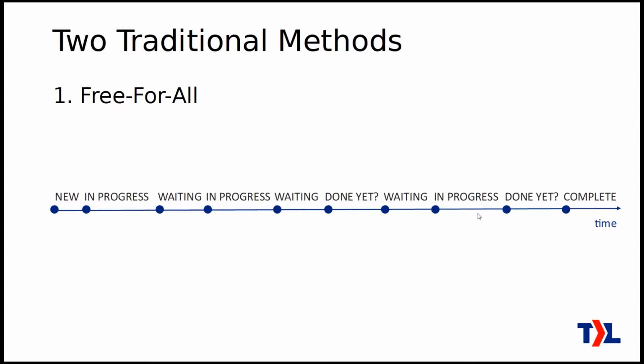If you were to track the progression of a ticket from new to completed, it would look something like this. Here we go: new, in progress, waiting status, in progress, waiting, done yet, and so on. Basically, it's going through a whole bunch of different statuses. It's not really moving directly from new to completed.